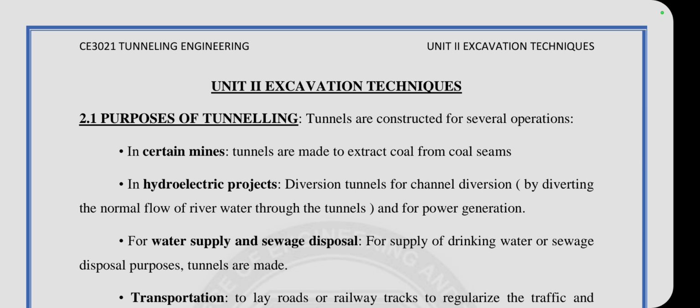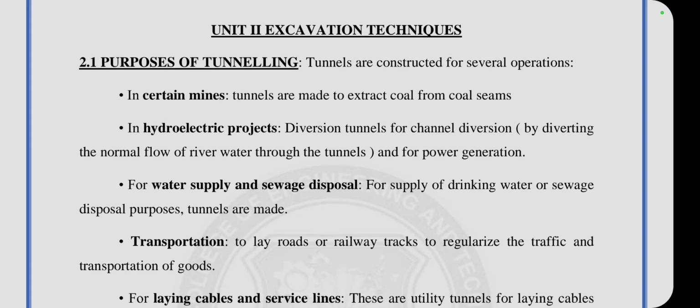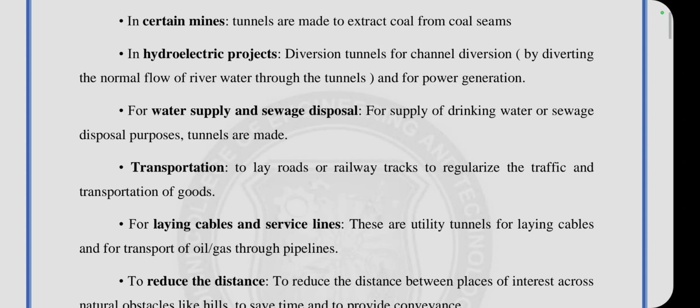Then hydroelectric projects: the diversion tunnels are used for channel diversion and for proper power generation, and for the normal flow of the river through the tunnels. Then water supply and sewage disposal. This is done by tunneling. For supply of drinking water or sewage disposal purposes, tunnels are made.